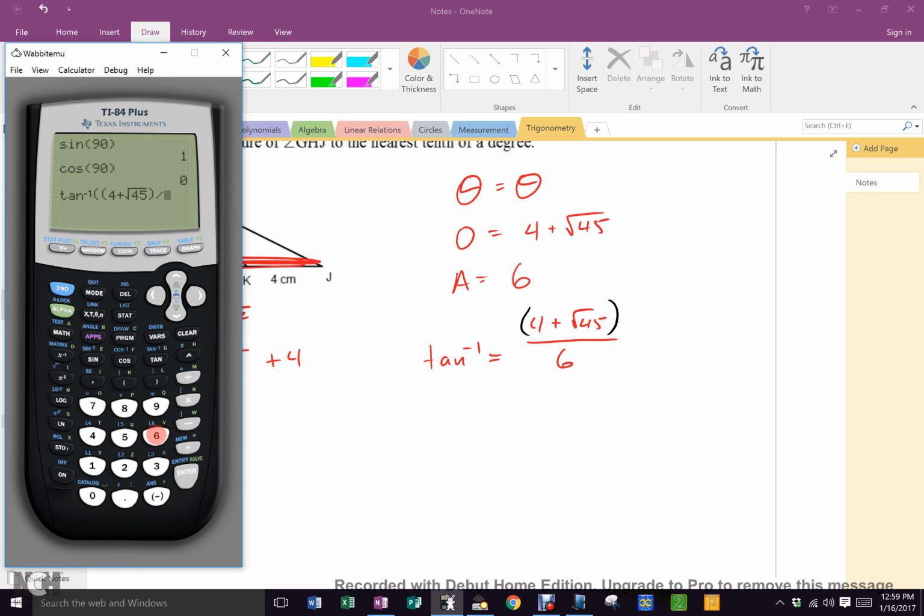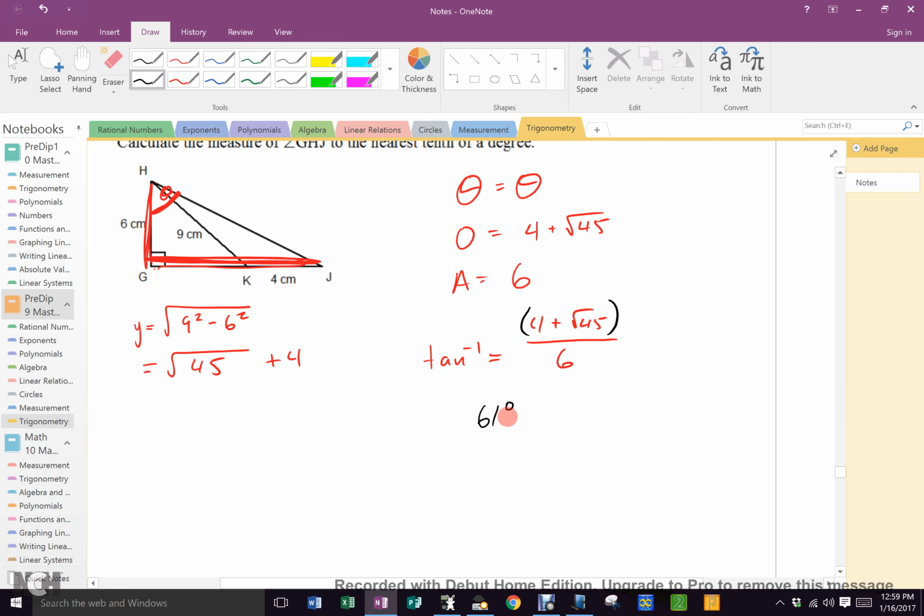Divided by what? Divided by 6, yes. And that whole thing is my brackets, right? Because it's going to do that first, and then it's going to divide that answer by 6, and then it's going to take the shift tan. 61 degrees.